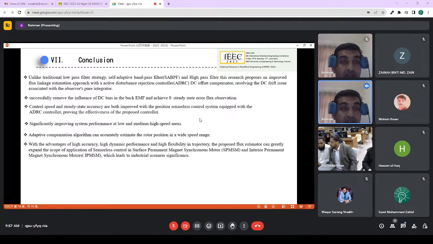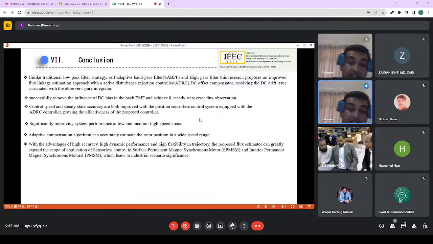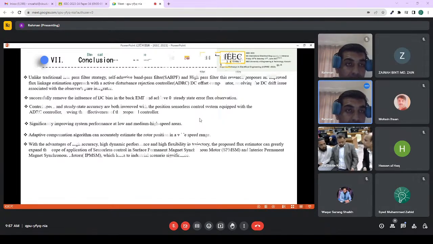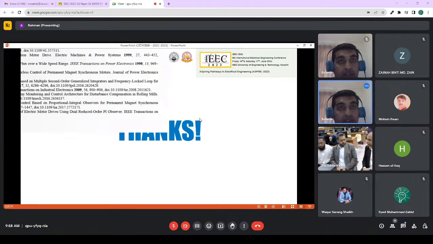With the advantages of high accuracy, high dynamic performance, and high flexibility in trajectory, the proposed flux estimator can greatly expand the scope of application of sensorless control in surface permanent magnet synchronous motors and interior permanent magnet synchronous motors, which leads to industrial scenario significance. That's all. Thank you very much.